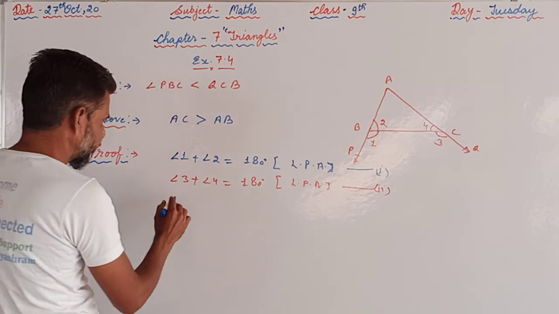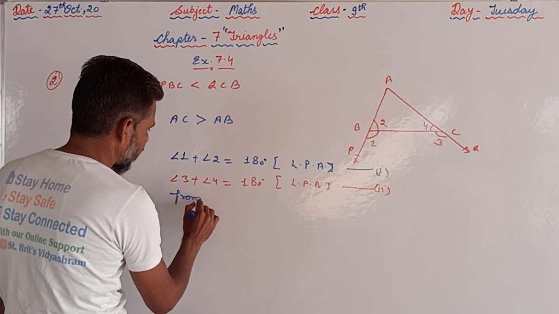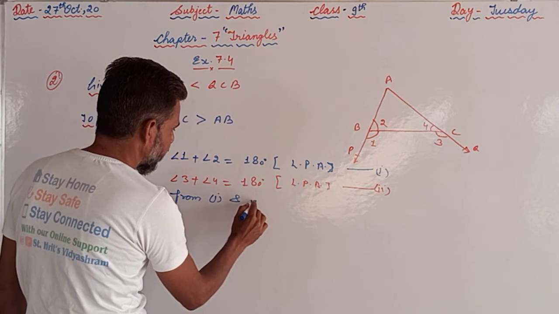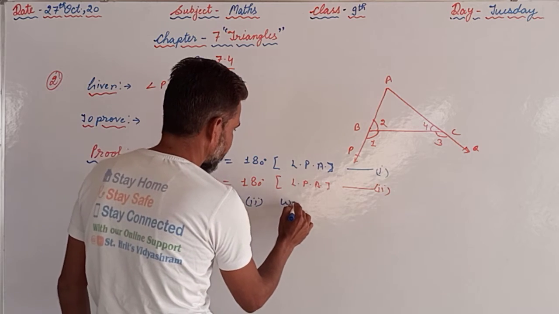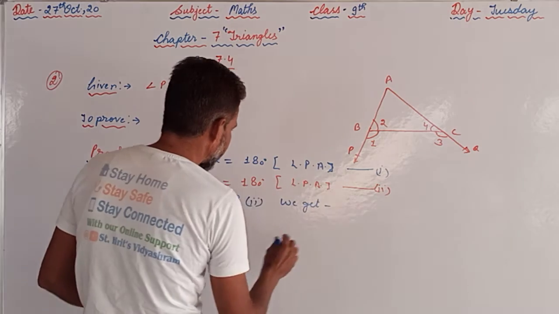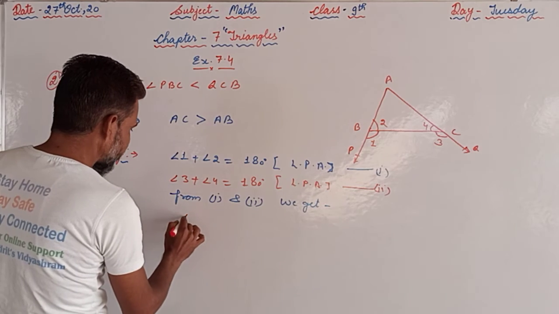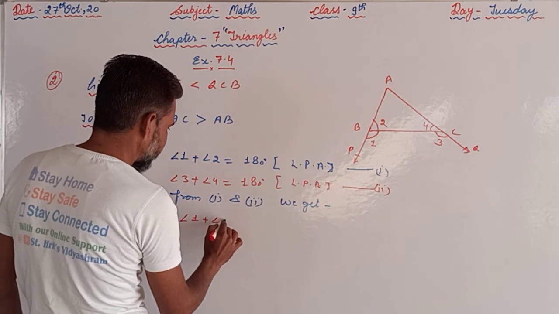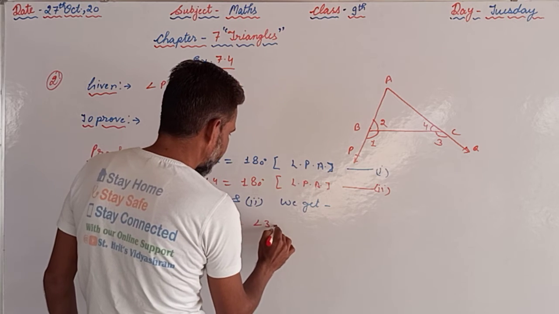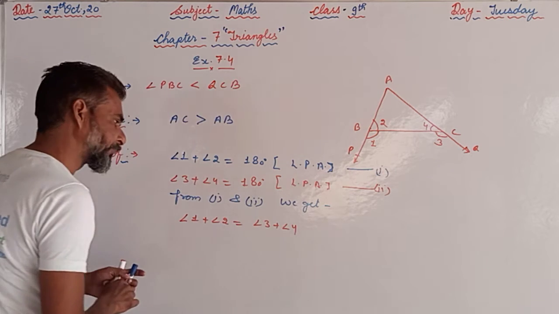From first and second, what do we get? If the right hand side is equal, then the left hand side will also be equal. Angle 1 plus angle 2 is equal to angle 3 plus angle 4.